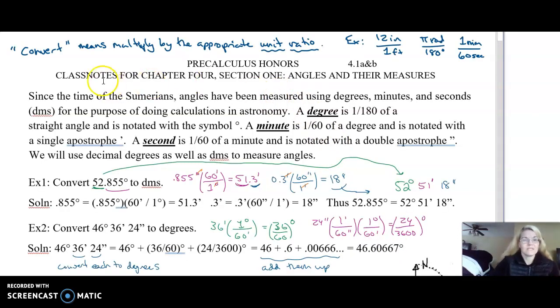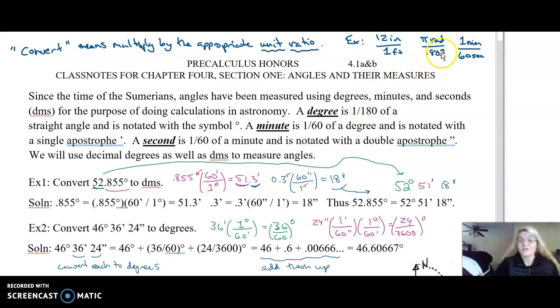Alrighty, so by means of quick review, depending on which section, you might not have these exact same notes written on top of your 4.1a notes, but when we say convert, it means we're going to be multiplying by the appropriate unit ratio. So what's a unit ratio? It's any fraction where the numerator and the denominator are equivalent amounts, but measured in different units. So 12 inches over 1 foot is a unit ratio. I could flip it upside down and say 1 foot over 12 inches. That's another unit ratio. I would use this if I were going to convert between feet and inches.